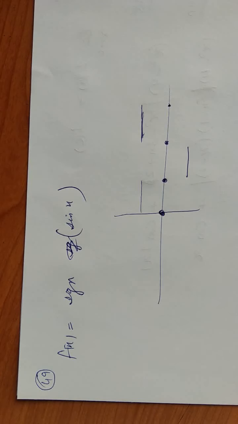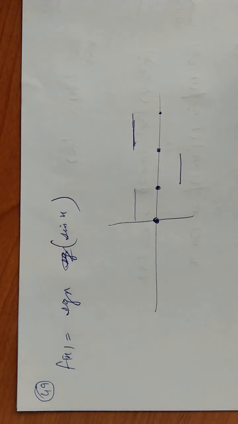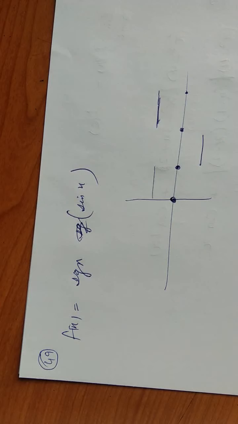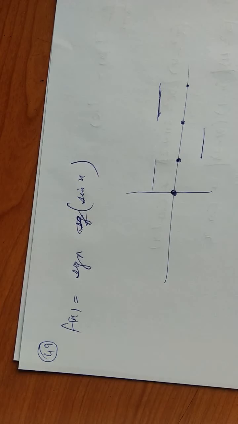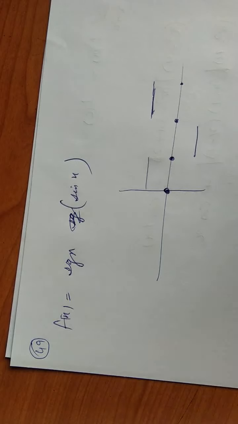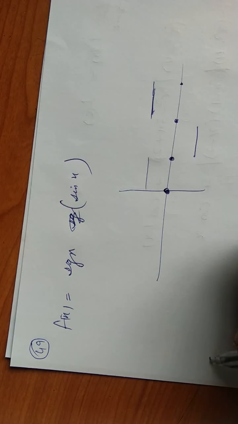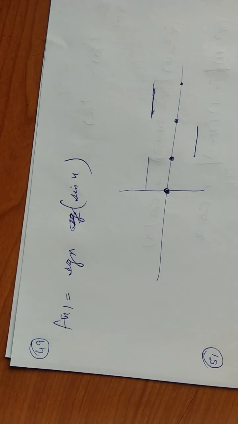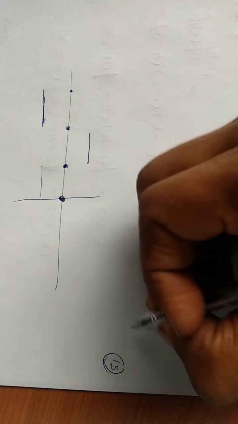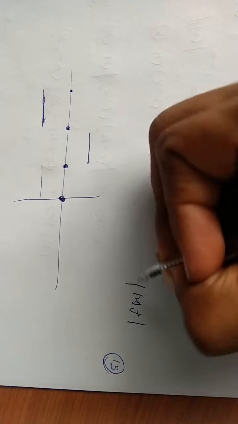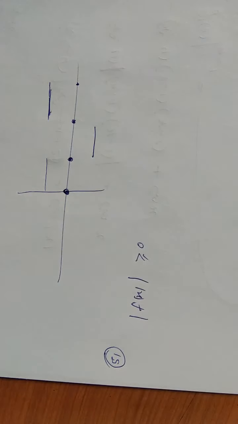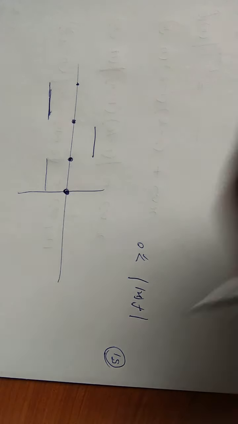So now moving on to the next question, question number 51. We've been given, let f be a function from R to R, define g from R to R by g(x) is equal to mod of f of mod x for all x, then g is. So we can see that mod of f of mod x is always greater than or equal to 0, so g(x) cannot be onto.